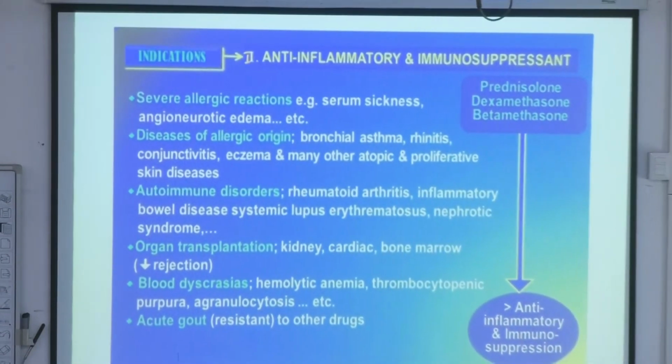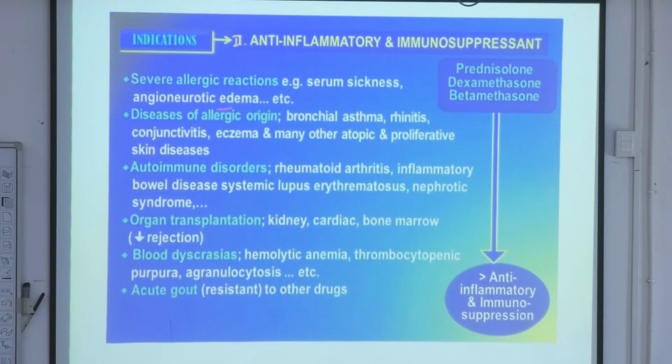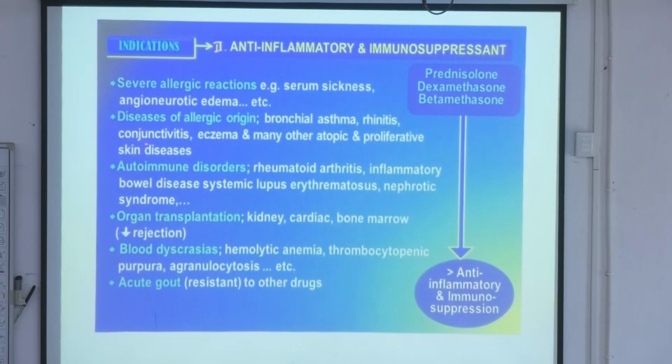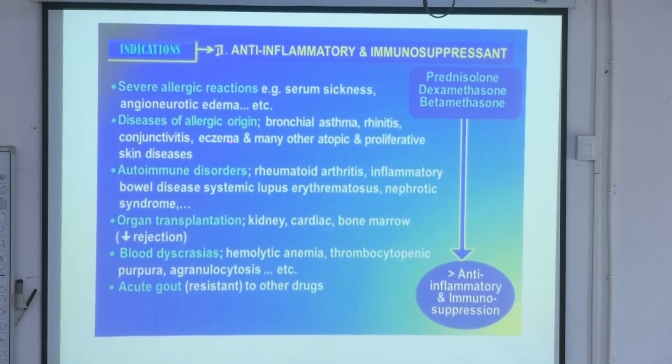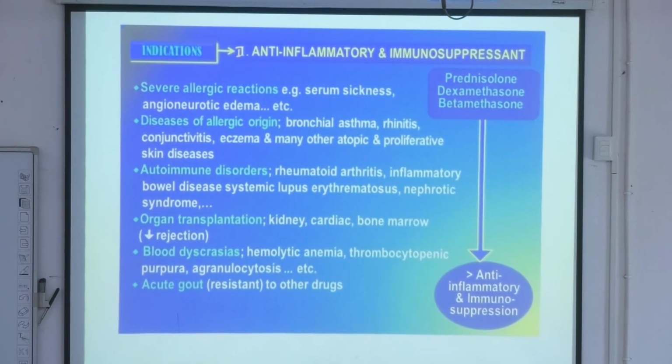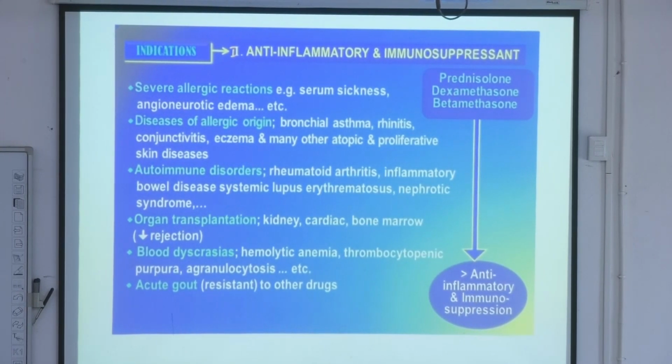Severe allergic reactions, these have to be remembered. Serum sickness, angioneurotic edema, bronchial asthma, rhinitis, conjunctivitis, okay, eczema, autoimmune disorders like rheumatoid arthritis. Autoimmune disorder means the body's own cells attack the body, okay?